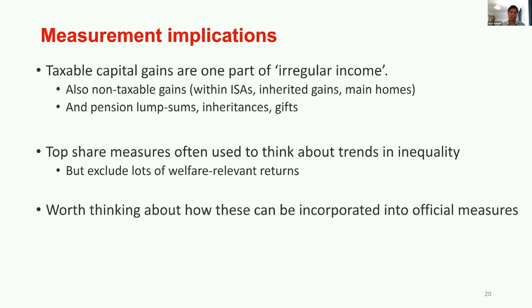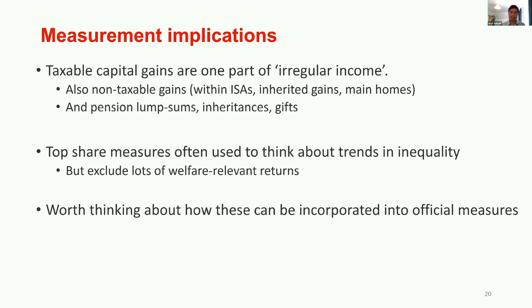Just very finally, since this is a conference about measurement, I would come back to the point I raised in the first presentation. Capital gains are really one part of what we might think of as irregular income. There are non-taxable gains, such as gains within ISAs, inherited gains, and main homes as well. There are also increasingly other forms of irregular income that are not capital gains, such as pension lump sums. Now you can take out a quarter of your pension tax-free. That means it's not counted as fiscal income, which obviously can be a lot of money, and the larger your pension is, the more money there is to take out.